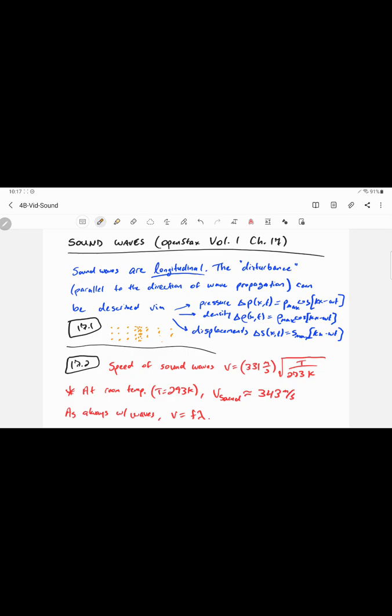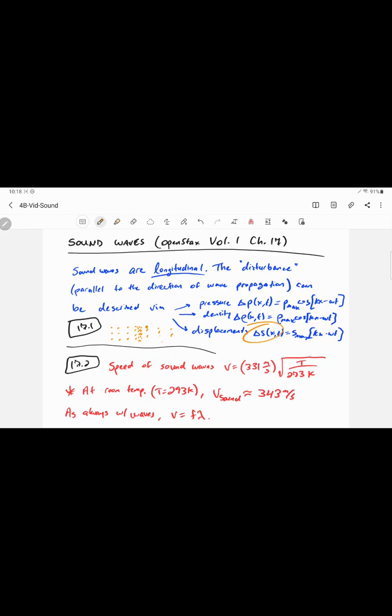So in this case, you can describe the wave a few different ways. We have three of them right here: either pressure variations relative to equilibrium, density variations, or the actual displacement of the molecules. You're probably most familiar with describing things this way.